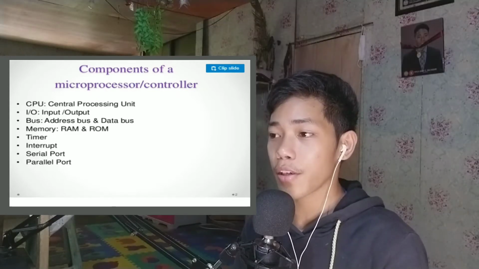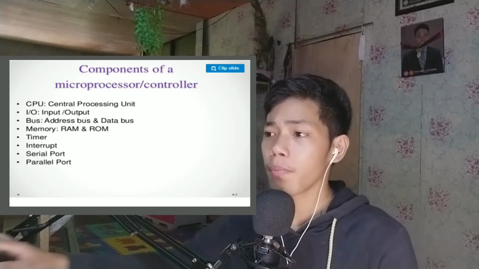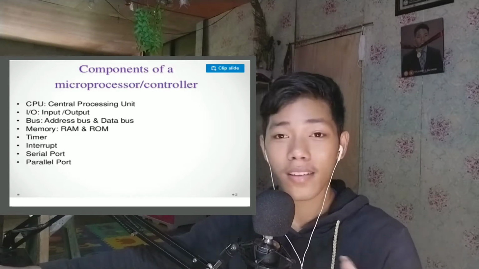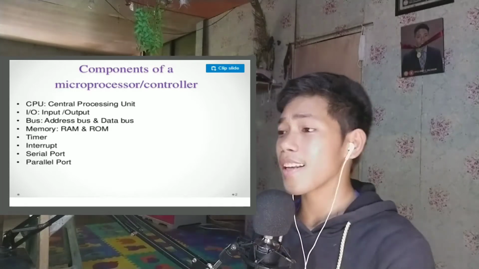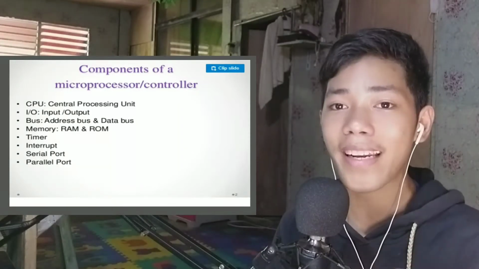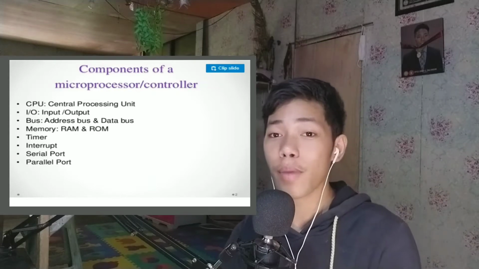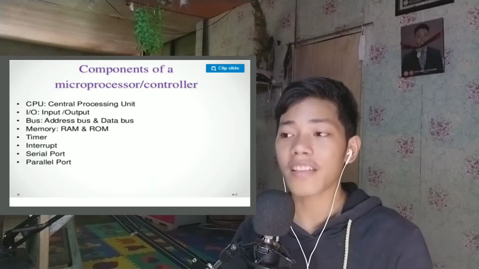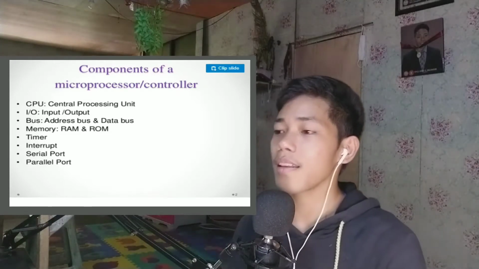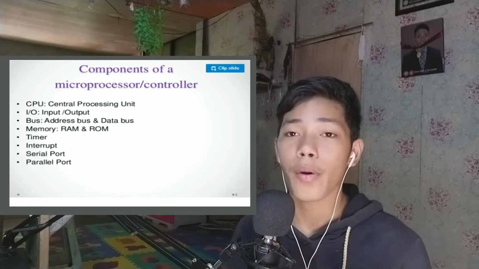We have another component, which is the memory, consisting of RAM and ROM. To know more about the RAM and the ROM, I will give just a little description. It has been said that the RAM is a volatile memory that temporarily stores the files you are working on, while the ROM is non-volatile memory that permanently stores instructions for your computer. So let's continue. Here we can see the timer, the interrupt, serial port, and the parallel port.